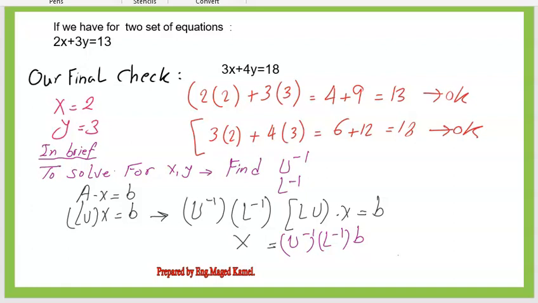At the end of our solution, x equal to 2 and y equal to 3 is the correct solution. In brief, to solve for x and y, get the inverse of the lower matrix and the inverse of the upper matrix. Set X equal to U minus 1 by L minus 1 by B.